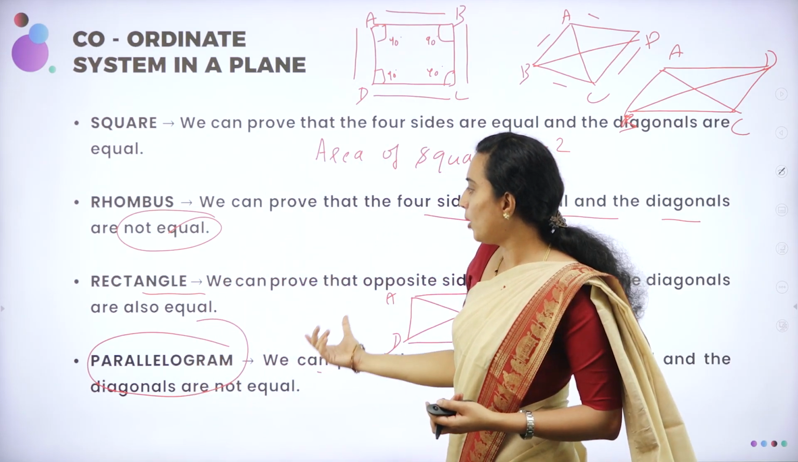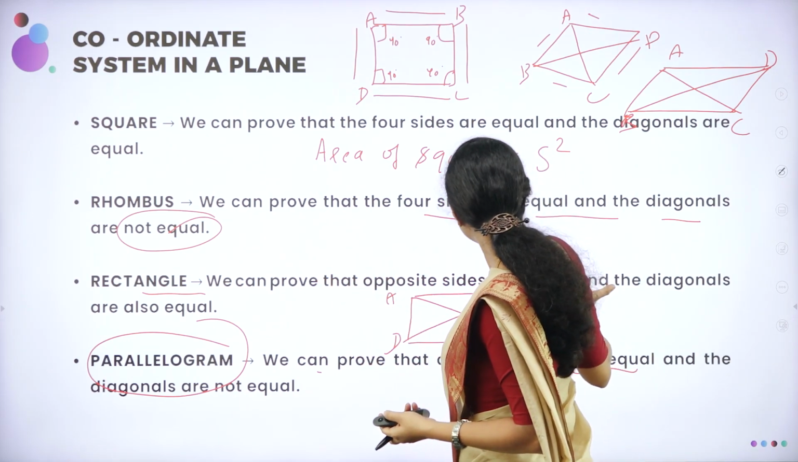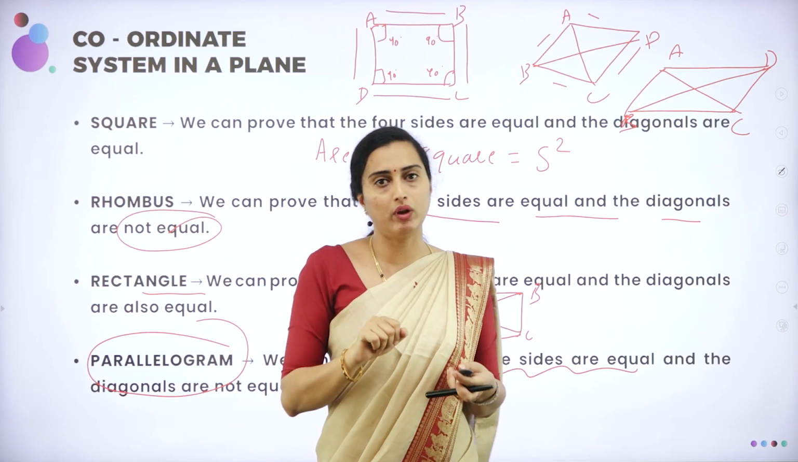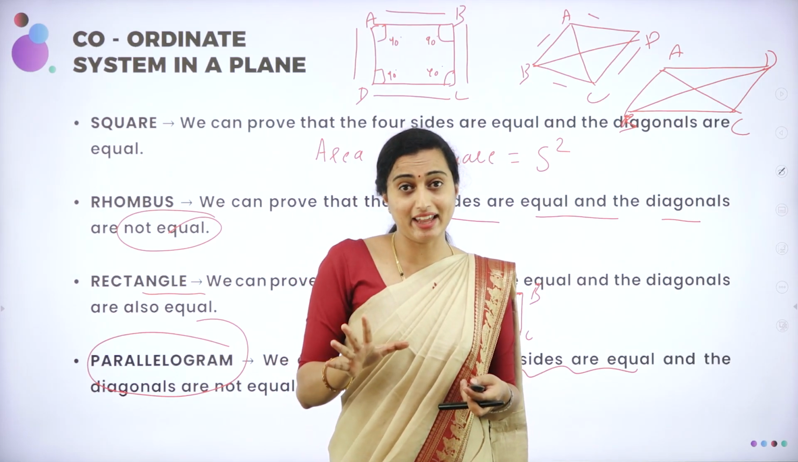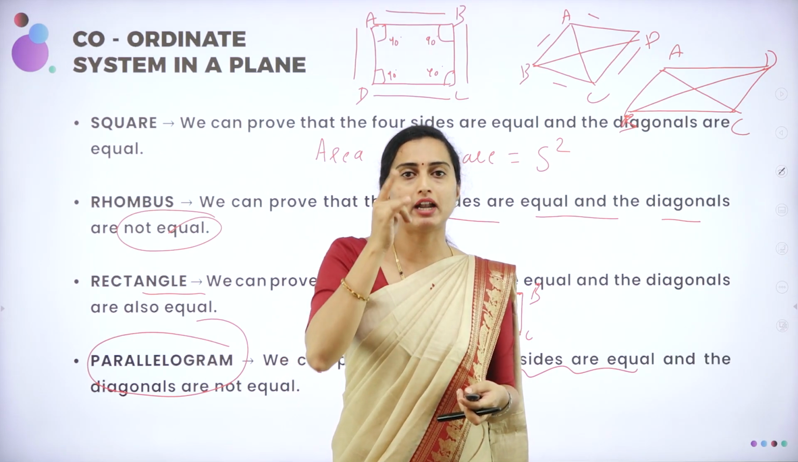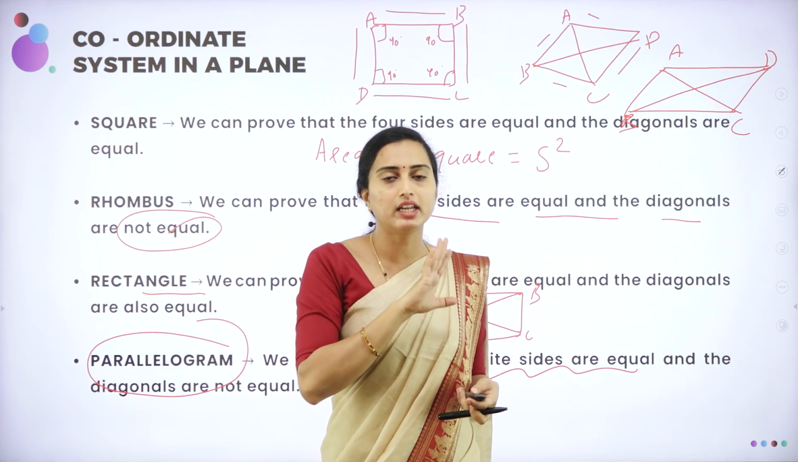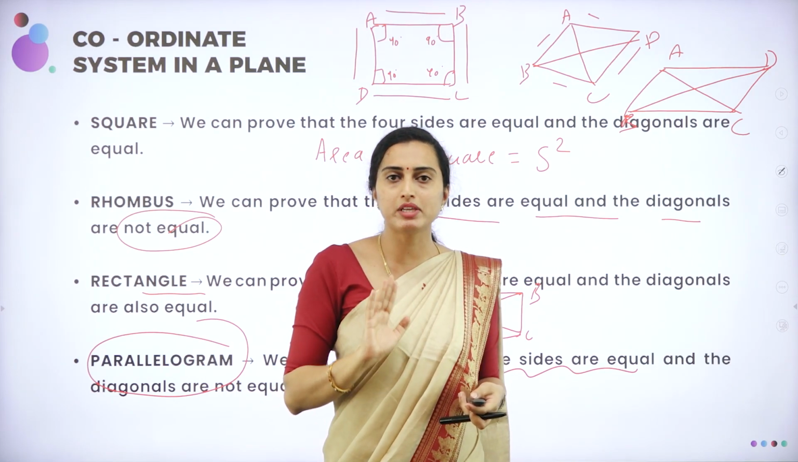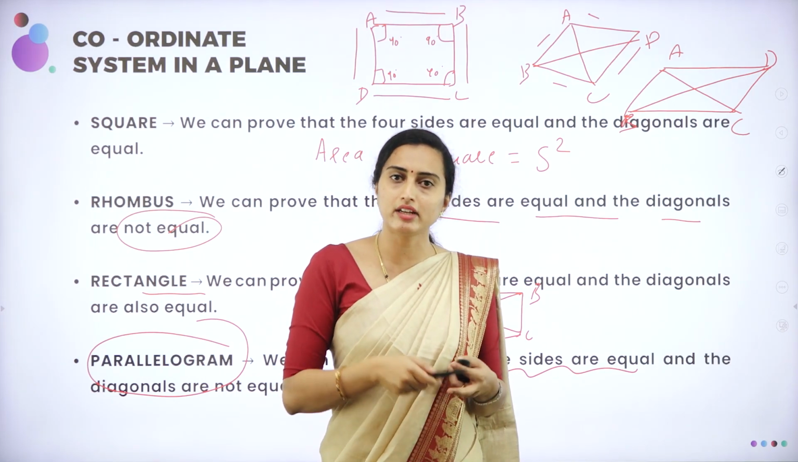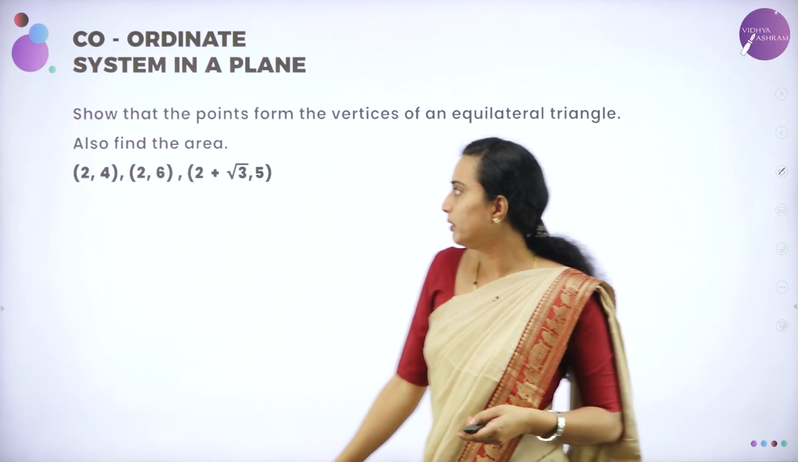So a rectangle means opposite sides are equal and diagonals are also equal. Opposite sides are equal but diagonals are not equal means parallelogram. This you have to remember. Rhombus means all the sides are equal, diagonals are not equal. Square means all the sides are equal and diagonals are also equal. That is said to be a square. Understood? So we'll be moving on to solving.